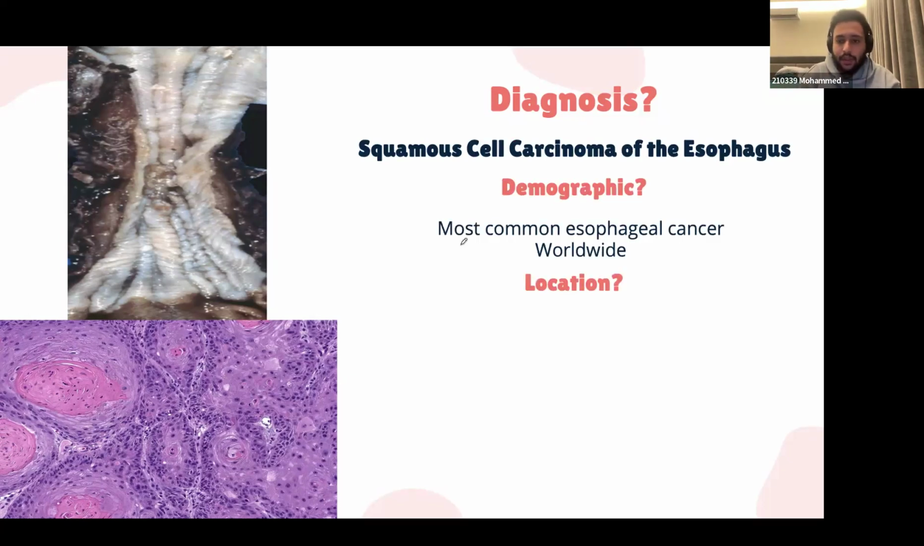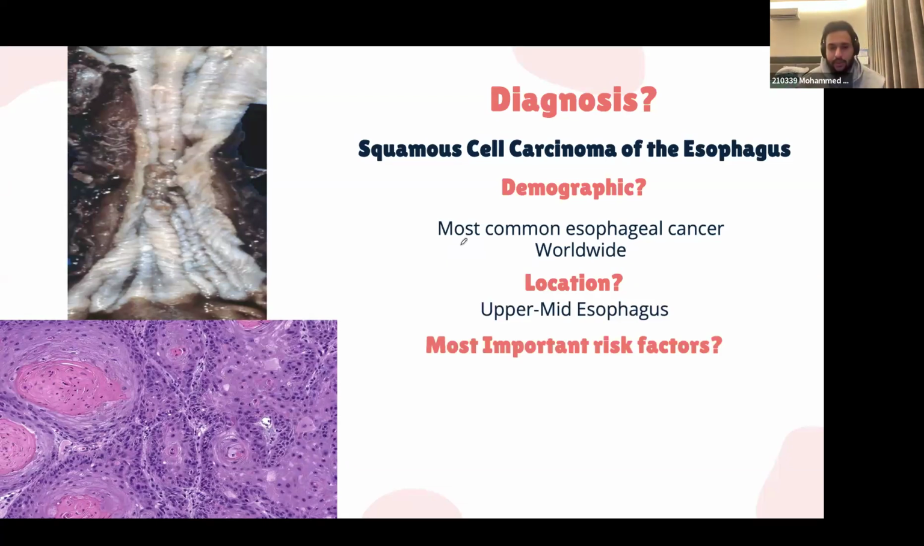Location, where does it develop in the esophagus? Mid esophagus or upper esophagus? Okay, mid to upper. What are the most important risk factors? There are many, but the most important, I want two. Smoking, one other one. Alcohol, good. Other risk factors, you have HPV can cause it. You can have achalasia, can cause it. Some like caustic ingestion, chemicals that you ingest, and so on and so forth. That's not as important. Tobacco and alcohol are the most important ones.